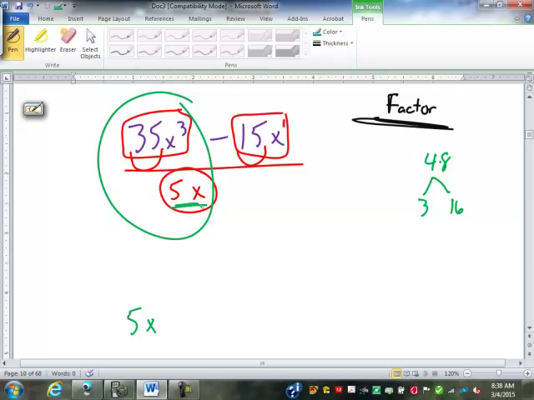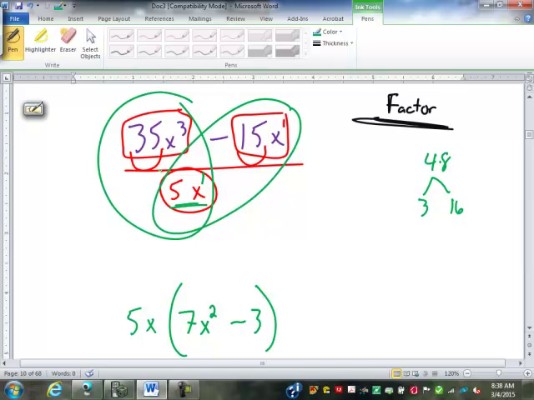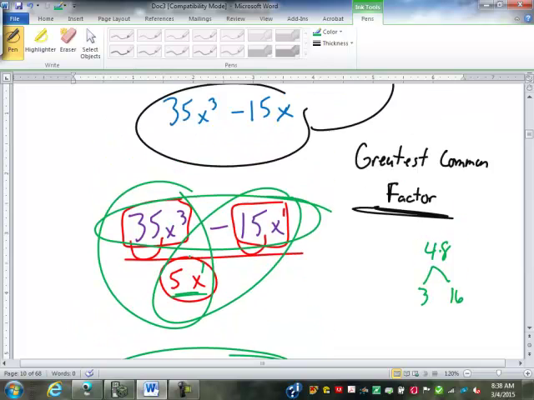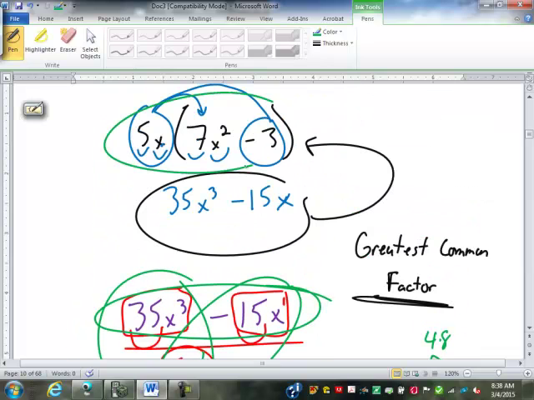35x to the third divided by 5x is, what's 35 divided by 5? 7. X to the third divided by x? X squared. Look at this, 3 minus 1 is 2. Then we've got negative 15x divided by 5x. What's negative 15 divided by 5? Negative 3. X divided by x cancels out. So there it is. 35x to the third minus 15x factors into 5x times 7x squared minus 3. Notice that was where we had started before.